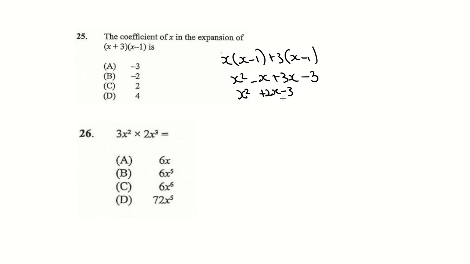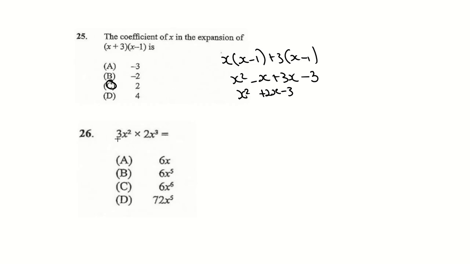So you would have gotten 2x and then 3, so that's A. This one here, the coefficient of x in the expansion. So when we multiply this, what is the coefficient of x? This would have been x by x minus 1 plus 3 by x minus 1. This is x squared minus x plus 3x minus 3. So this would have been x squared plus 2x minus 3. So the coefficient of x is 2, so it's C.